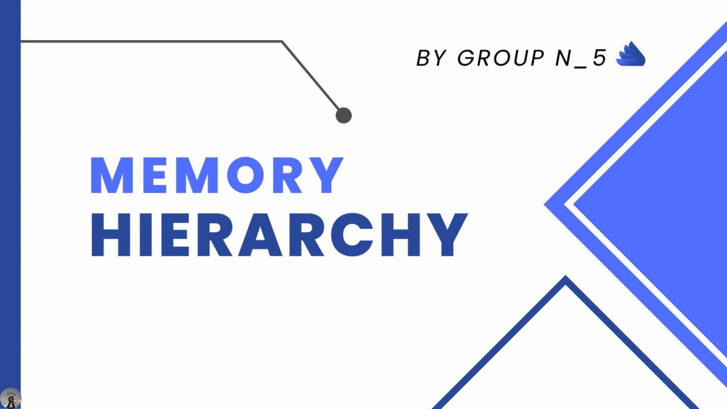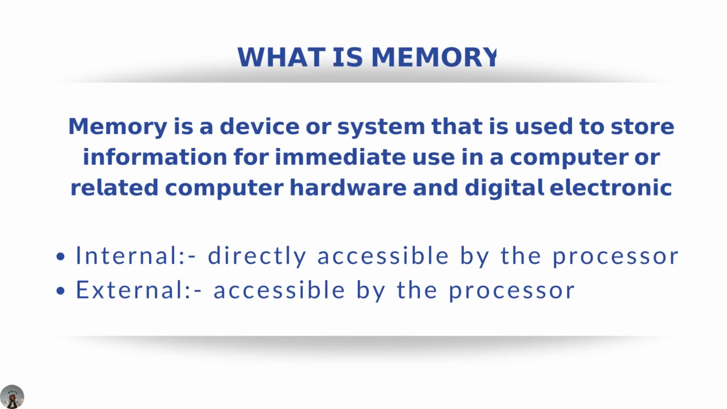Our topic for presentation is memory hierarchy. Now, let us see what is memory hierarchy. First, what is memory? Memory is a device or system that is used to store information for immediate use in computer or other related computer hardware and digital electronic devices. There are two types of memory. First is internal memory, which is directly accessed by the processor. Second is external memory, which is not directly accessed by the processor.